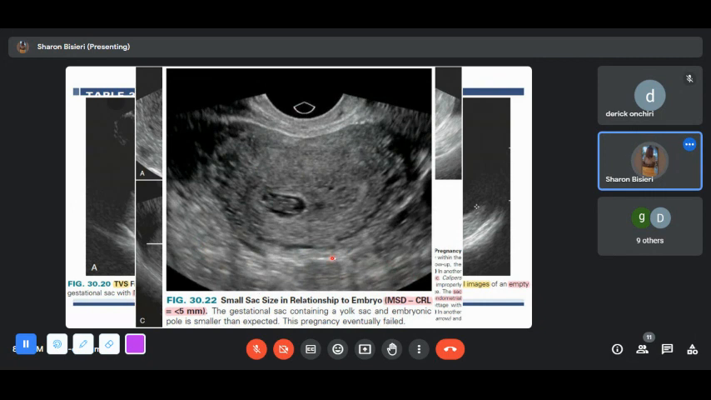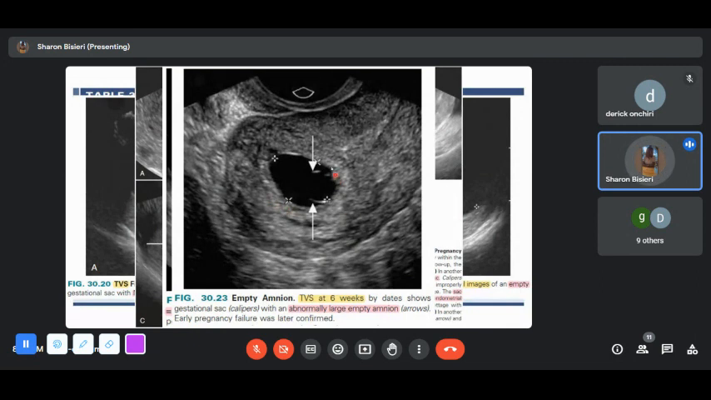The next, this is a transvaginal ultrasound showing our gestational sac, and in this case, the difference between the crown rump length and the mean sac diameter was less than 5. So this reduced free fluid around the embryo is a sign of early pregnancy failure.